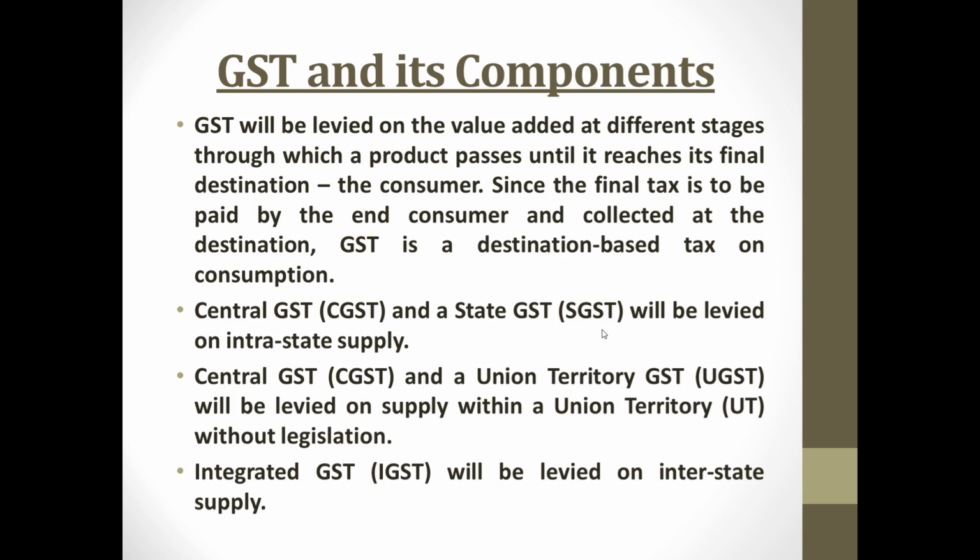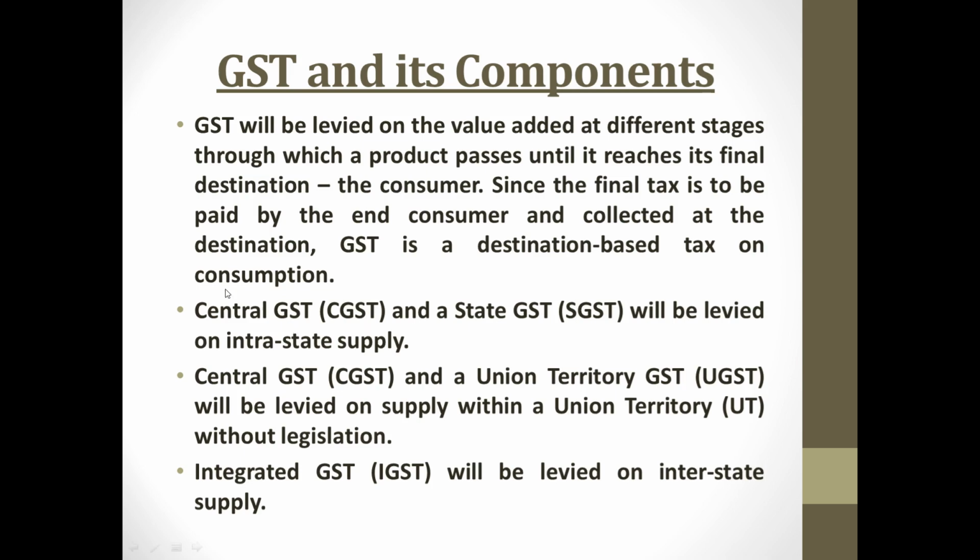The rate will be the same, that is if it is 20%, then the total rate will be 20%. But in case of intrastate supply or intrastate sale, 10% will be the CGST, that is Central Goods and Service Tax, and 10% will be the SGST. CGST will be taken up by the central government. It will be the share of the central government, and the SGST will be the share of the state government.